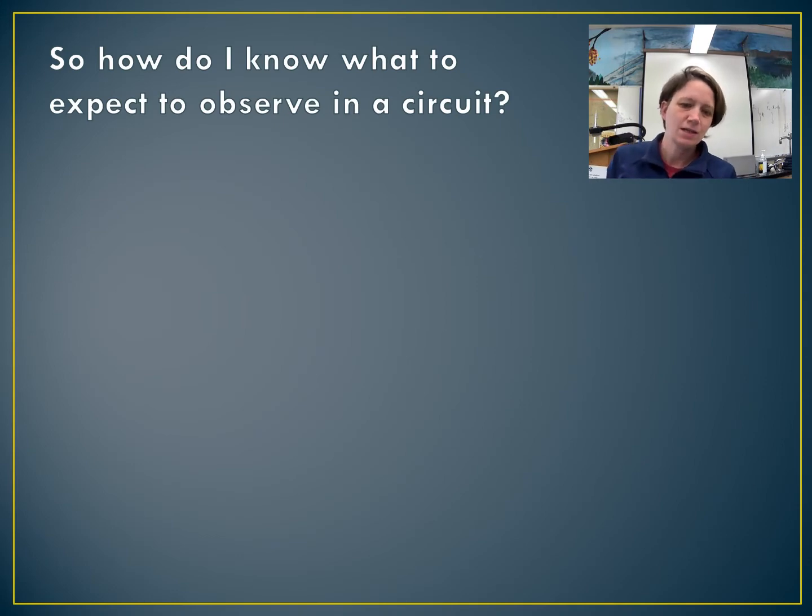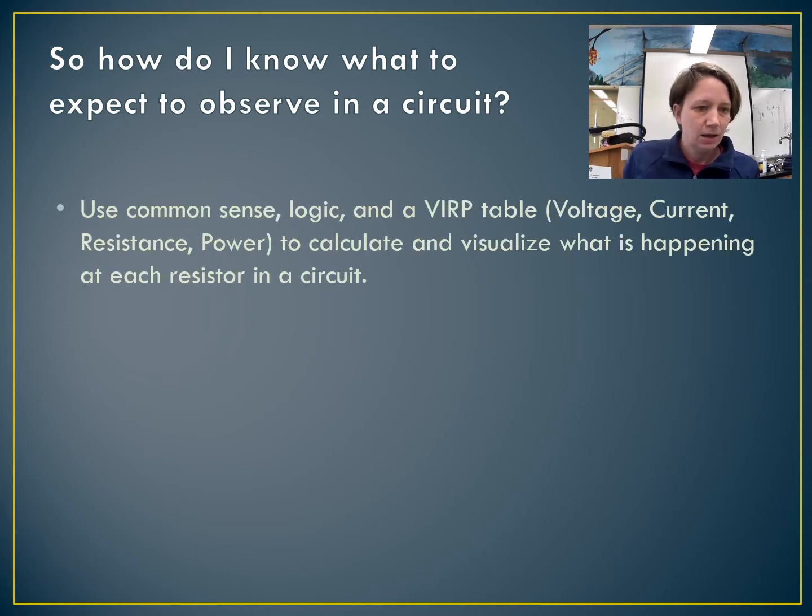So I find a lot of times kids have a circuit on a test and they're like, what is going to even happen? Which bulbs are going to be brightest? What's going to be on? What's going to be off? How do I know what to expect? And the answer is, it's going to be a combination of things.